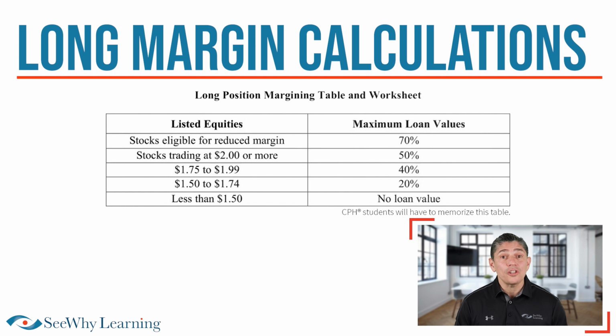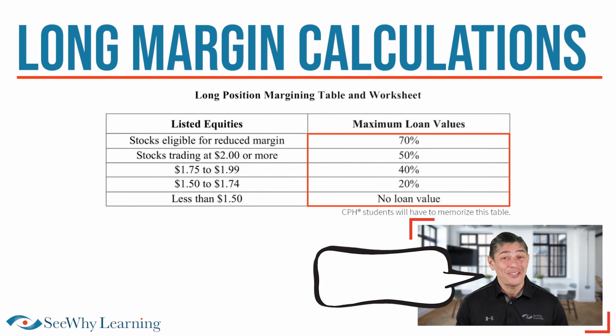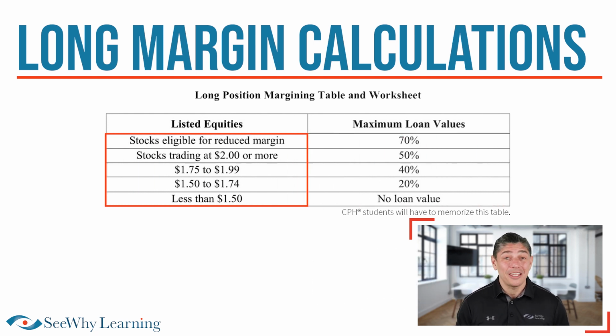First, let's focus on the right side of the table. Memorize 70, 50, 40, 20. And I bet if you say that 10 times, it will stick. 70, 50, 40, 20. Now let's focus on the left side of the table.